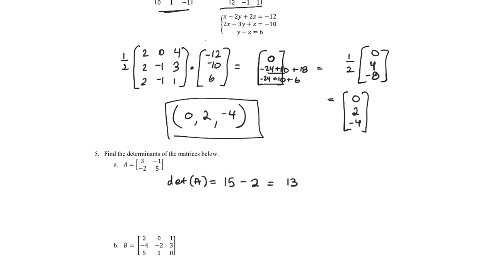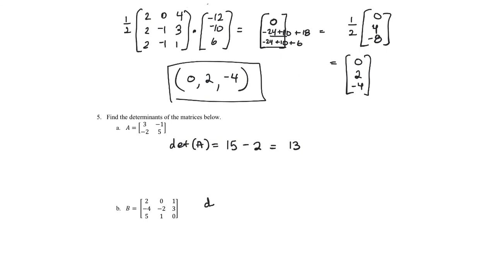For part B, the determinant of matrix B, if we follow one of the methods I showed you, is to copy the first two columns. And then we need all of the products going in this direction. So 2 times negative 2 times 0 is 0. And then we have 0 times 3 times 5, which is 0. And then here we have 1 times negative 4 times 1, which is negative 4.